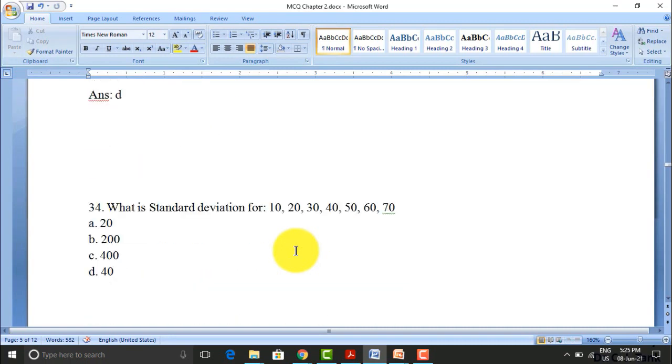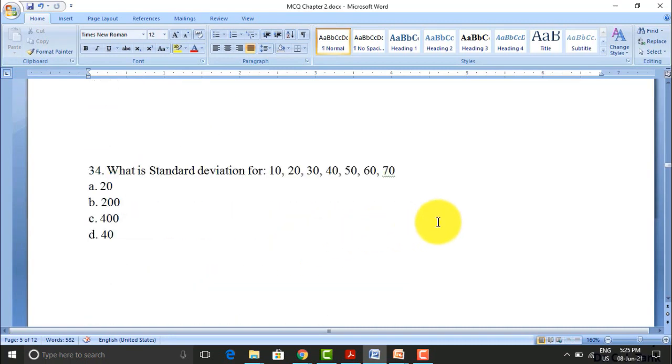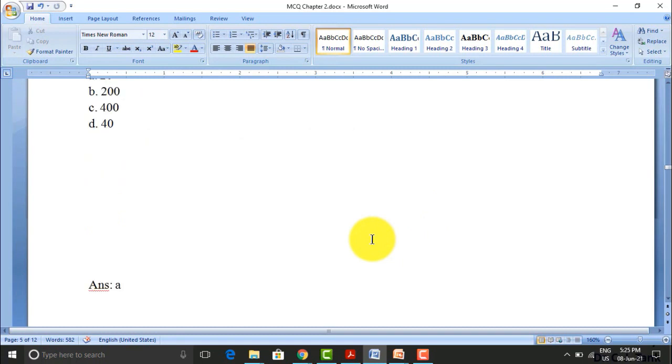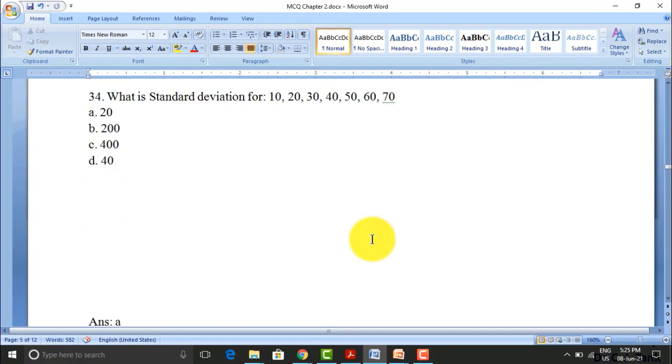Next question, what is standard deviation for the 10, 20, 30, 40, 50, 60 and 70? Option A, 20. Option B, 200. Option C, 400. Option D, 40. Here the correct answer is answer A, that means 20.